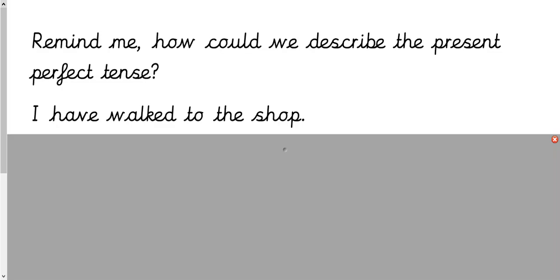So remind me, how could we describe the present perfect tense? So an example I've got for you is I have walked to the shop. Have a think for a few moments. How could you describe the present perfect tense? Think about the use of the word have. Think about the tense of the main verb. How could you describe it?